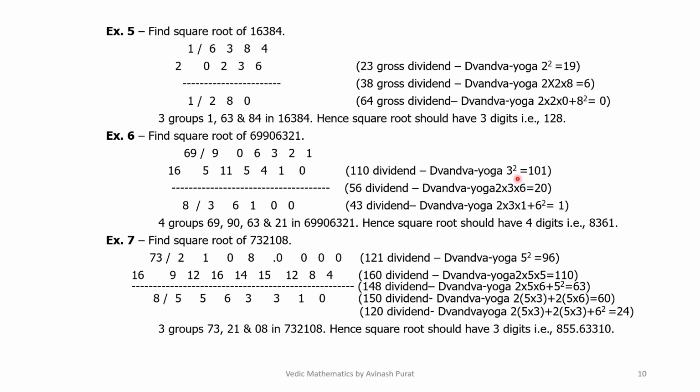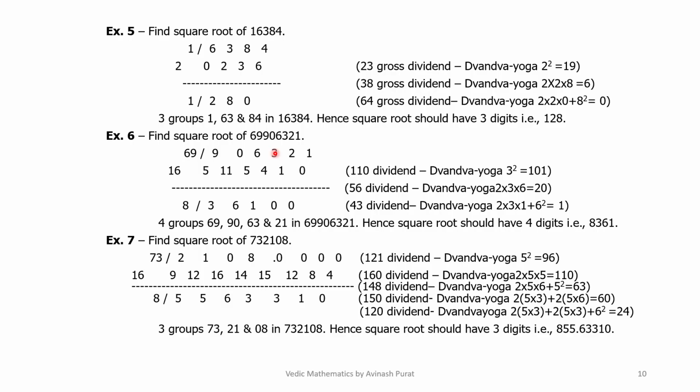So 110 minus 9 equal to 101. 101 divided by 16, we get 6 as the quotient. 16 sixes are 96 and 5 as the remainder. Now 56 is the next dividend, minus the Dvandva yoga of 2 into 3 into 6, that is 36. 56 minus 36 is 20. So 20 divided by 16, 1 is the quotient and 4 is the remainder.